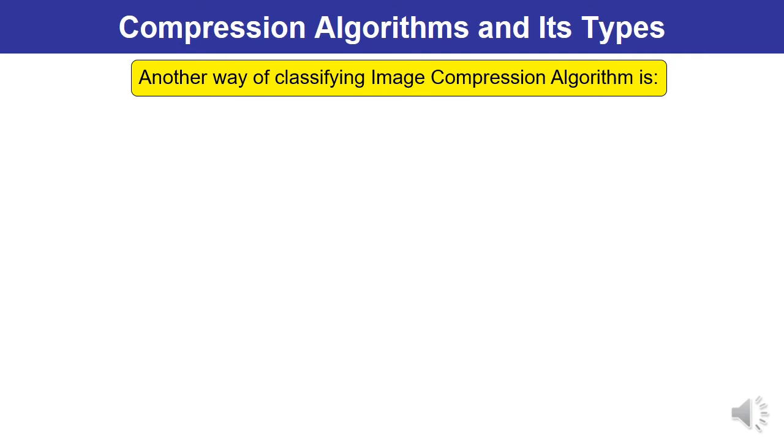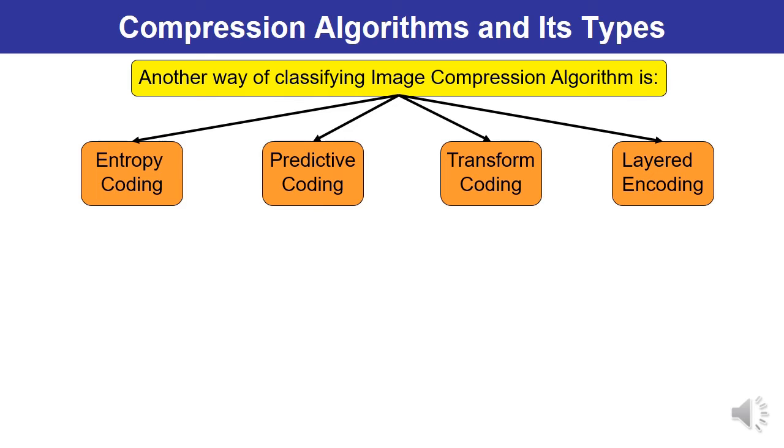There is one more way of classifying image compression algorithms, and it classifies them into 4 categories: entropy coding, predictive coding, transform coding and layered coding. So let us discuss each and every type of this coding in detail. First is the entropy coding.